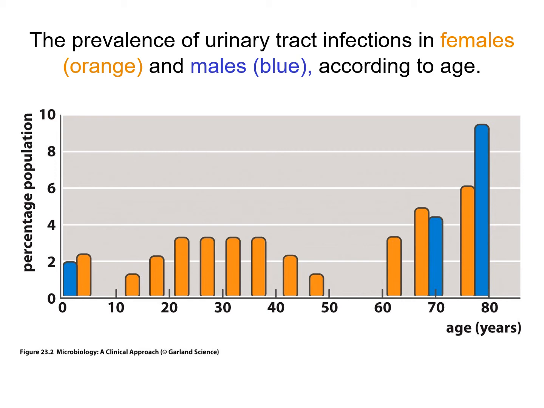Now, if we look at older individuals, we can see that in old age, in the 70s and 80s, we have, again, a lot of cases in males. And the reason for this goes back to the same reason we have more urinary tract infections in infants. Basically, with elderly individuals, they may also be wearing adult diapers. They may also not be able to clean themselves effectively, and hygiene becomes a big issue.